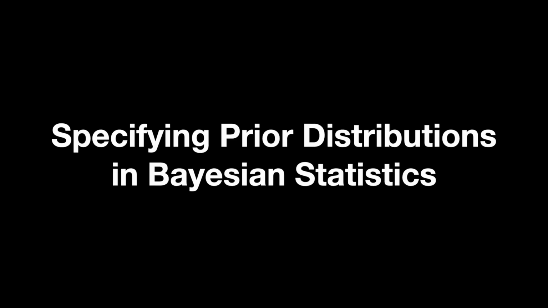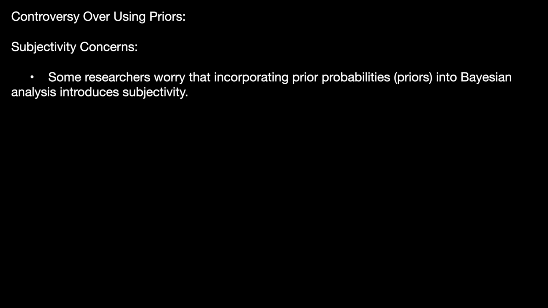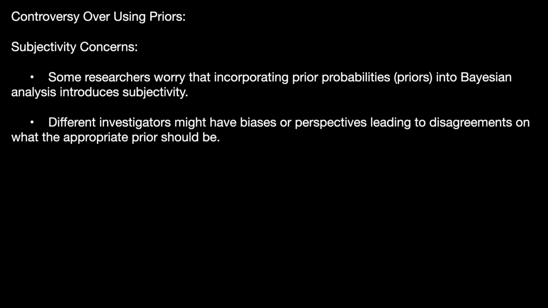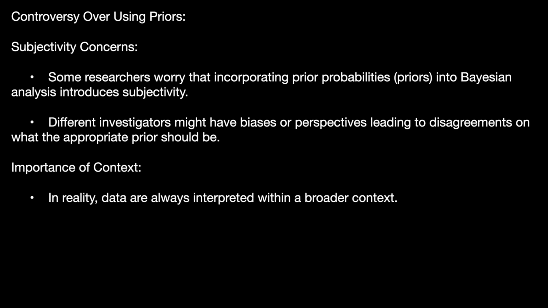Now that we know the difference between the two stats, let's see what this prior is. There is a lot of controversy associated with the prior because the main concern is that people think it is subjective. Some researchers worry that incorporating prior beliefs into Bayesian introduces some amount of subjectivity. Different investigators might have biases or perspectives, leading to disagreements on what exactly the prior should be for this hypothesis. The importance of the context is that, in reality, data is always interpreted in a broader context.